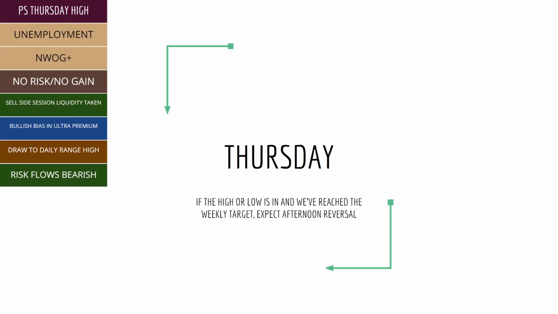All right, today is Thursday. It is a possible Thursday high template. Unemployment at 8:30. We're above the new week opening gap. There was no risk, no gain. We did take sell side session liquidity. Bullish bias in ultra premium. Draw to a daily range high. Risk close bearish.